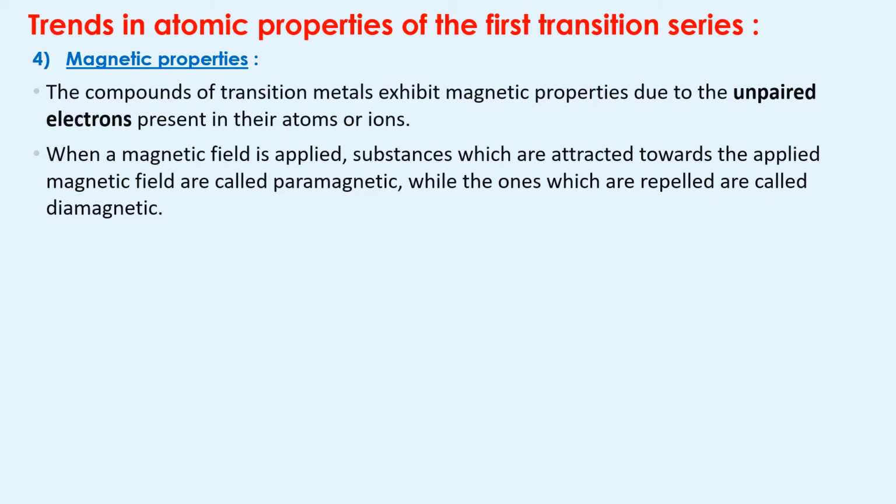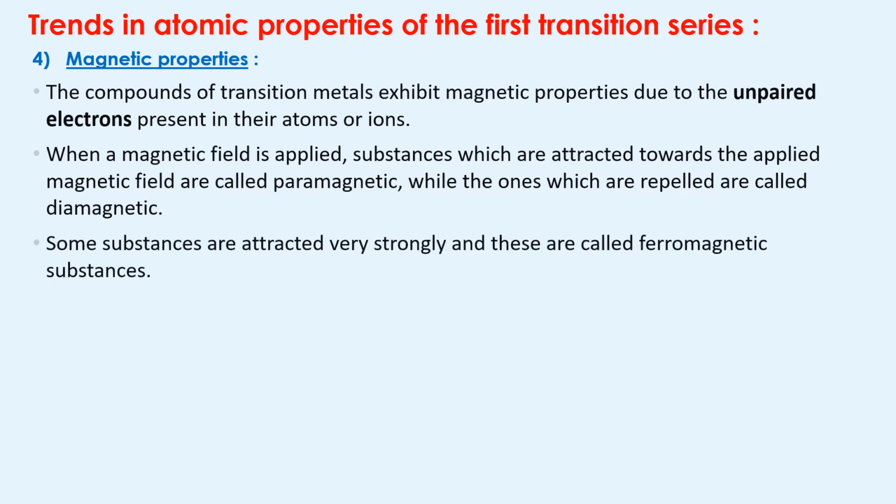Now when you apply a magnetic field, substances that are attracted toward the applied magnetic field are paramagnetic, while those that are repelled are called diamagnetic. The next substances, which are strongly attracted, are called ferromagnetic. So magnetic substances are divided into three types: paramagnetic, diamagnetic and ferromagnetic. Paramagnetic means they are attracted toward the applied magnetic field. Diamagnetic means they are repelled in the applied magnetic field. And ferromagnetic means they are strongly attracted toward the applied magnetic field.